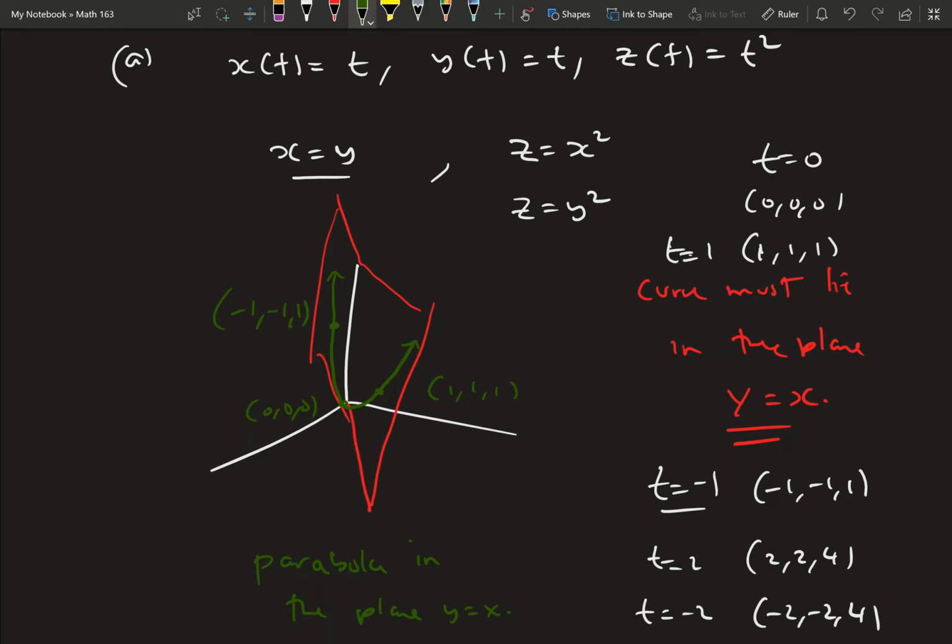Okay, and which way are we going? Well, it's hopefully clear that we're moving this way. From 0, 0, 0, we're going to 1, 1, 1 as t moves forward in time. So we're oriented. Let me erase these little arrows at the top, that's a bit confusing. So we have these arrows, we're going like that. Okay, that is the graph for part A.